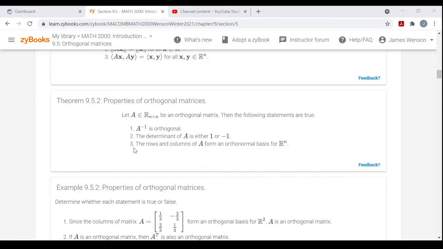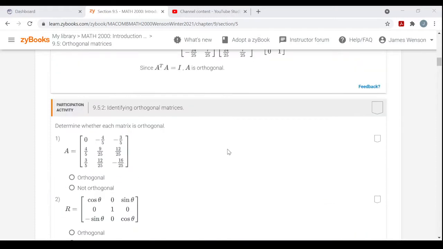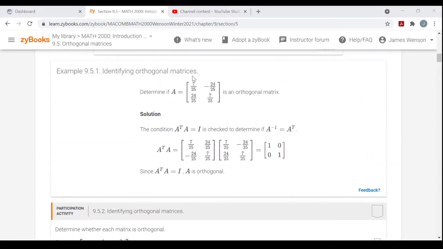And then finally here, the rows and columns of A form an orthonormal basis for Rn. Very nice. So you see back up here, they told us in the solution here that A is orthogonal.